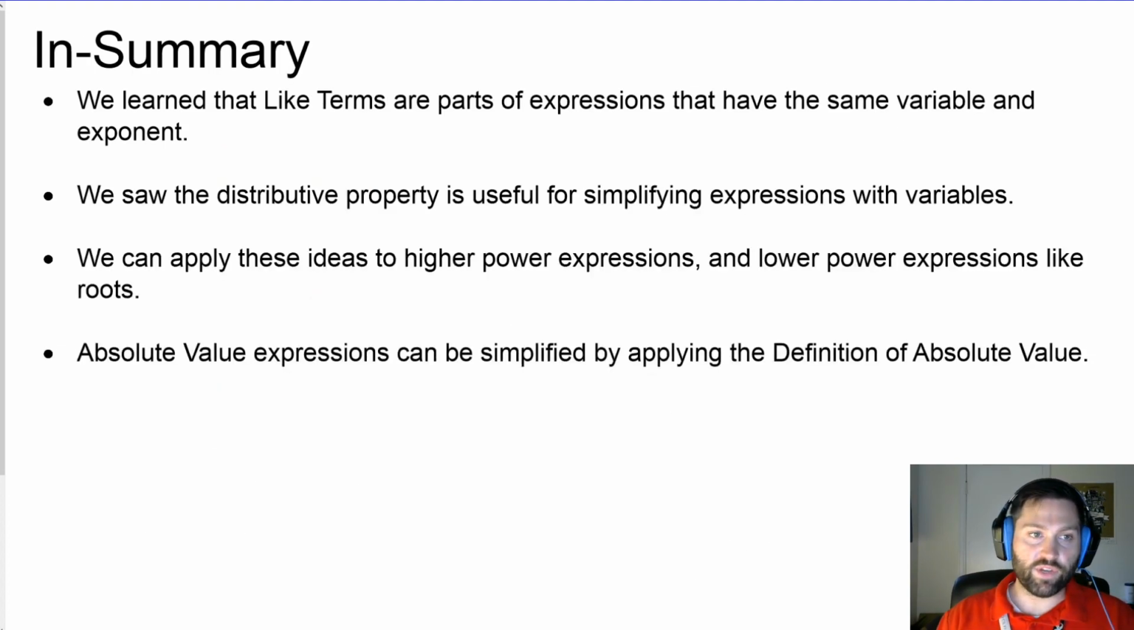And so that's it for today, guys. We learned that like terms are part of expressions that have the same variable and exponent. We saw the distributive property is useful for simplifying expressions with variables. We can apply these ideas of combining like terms to higher power expressions and also lower power expressions like roots. And absolute value expressions can be simplified first by applying the definition of absolute value and then correctly applying PEMDAS.